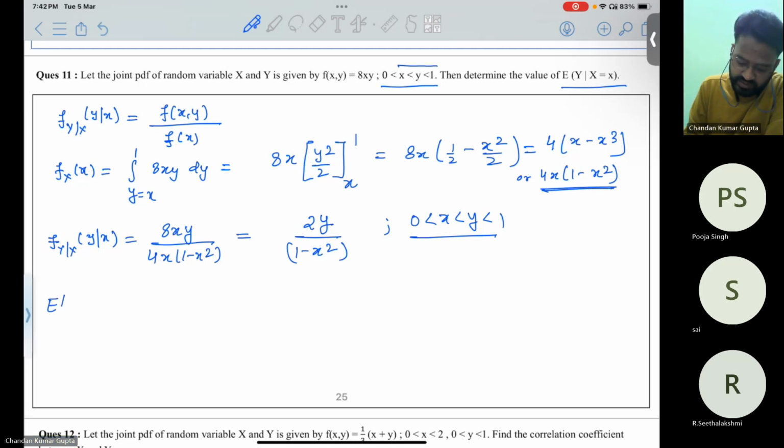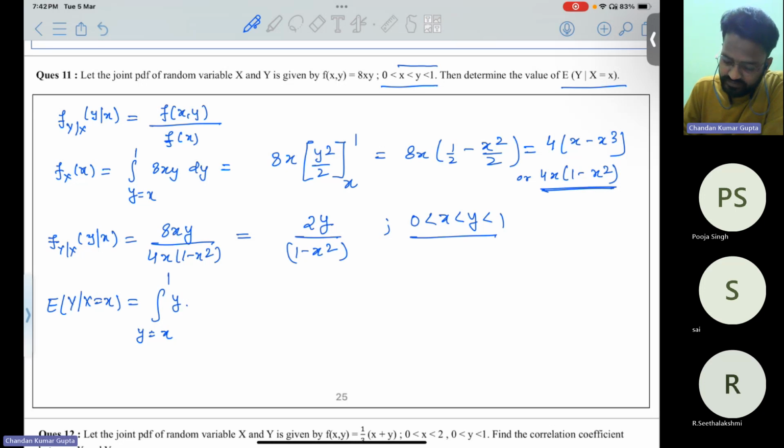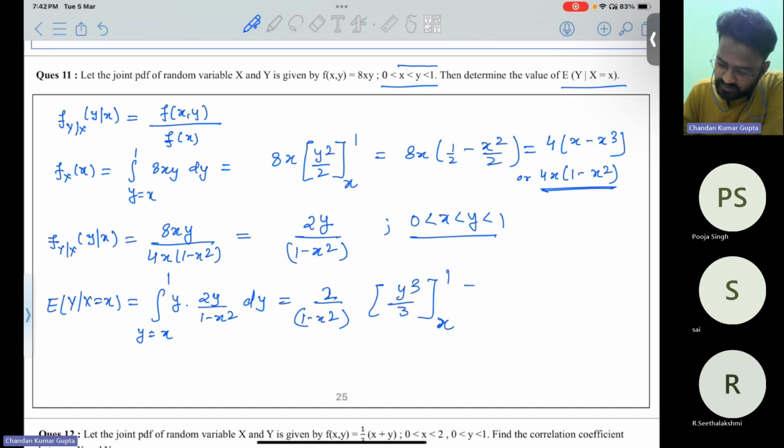Now, the expected value of y given x is the integral over the y range, which is from x to 1, of y multiplied by 2y upon 1 minus x square dy. 2 upon 1 minus x square is taken out here, and y square to y power 3 upon 3, from x to 1, which is about 2 by 3 times 1 minus x square.